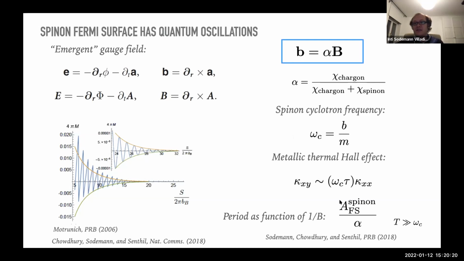The period is not the same, because of this prefactor. If you do the usual experimental plot as a function of one over the physical field, then you will measure some period that is not exactly the Fermi surface area of the spinon, but the Fermi surface area divided by this number alpha.